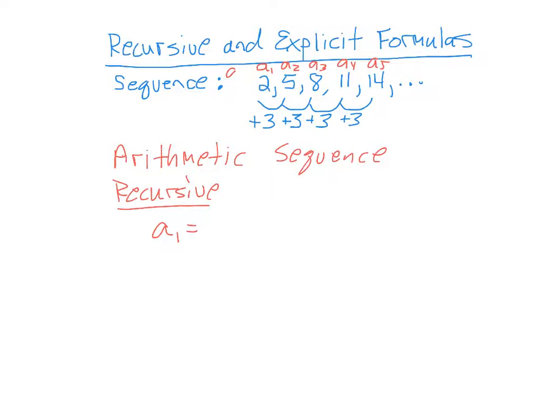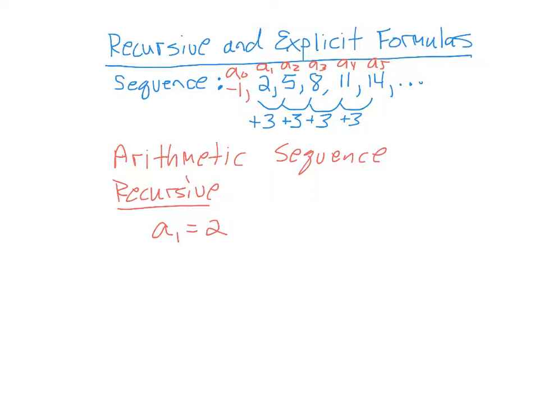If I wanted a sub 0, well then I would have to go backwards from a sub 1 to find that. And I could easily do that because 2 minus 3, going backwards, would be negative 1. So that's a sub 0, and we will need that for our explicit formula. So I'm going to use a sub 1 as my starting point for my recursive formula. And you always have to have this starting value.